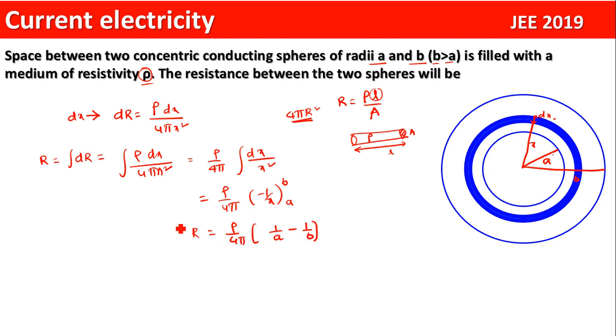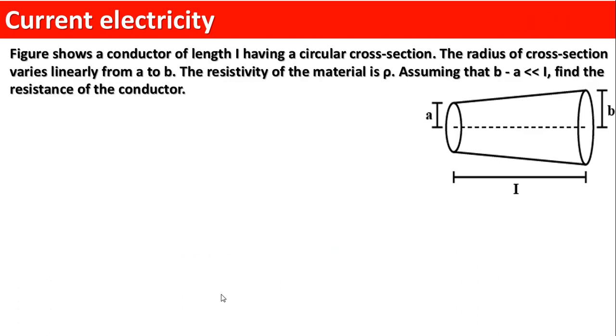Isn't it easy? Yes. Let us take a little more tough question where we have variation in the resistivity. Are you ready? Yes. Here is the question. Basically, the figure shows a conductor of length L, having a circular cross section. So yeah, this is a circular cross section.